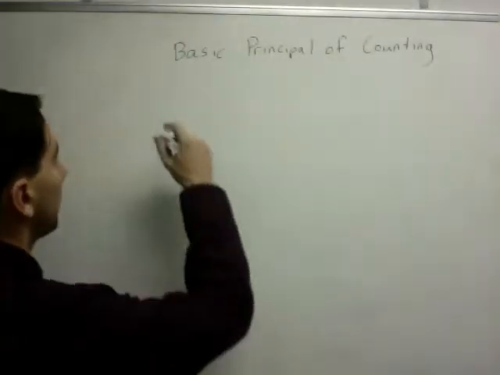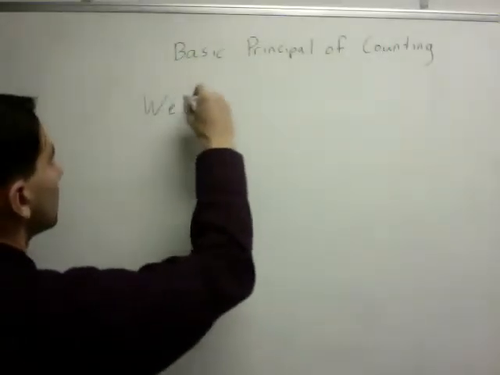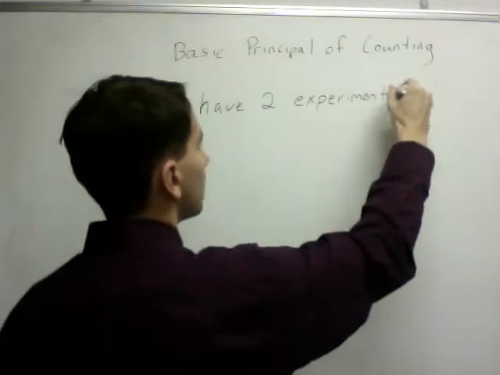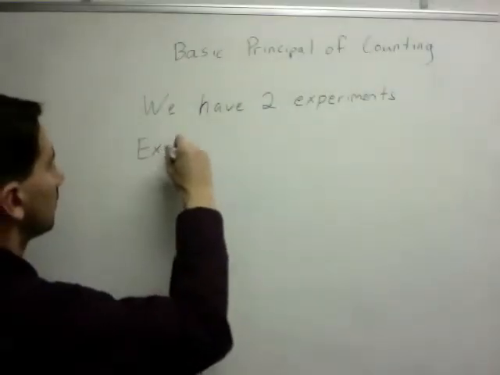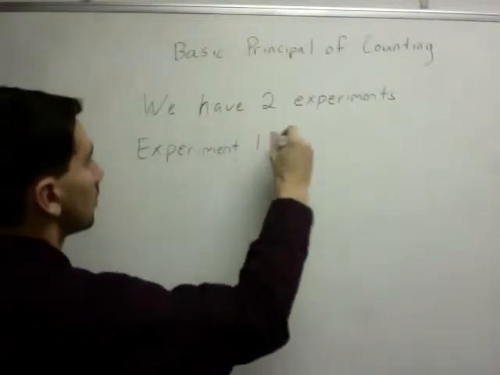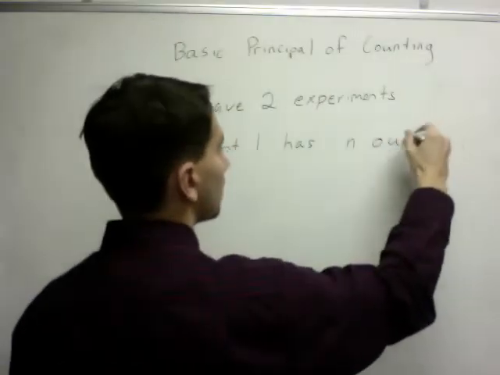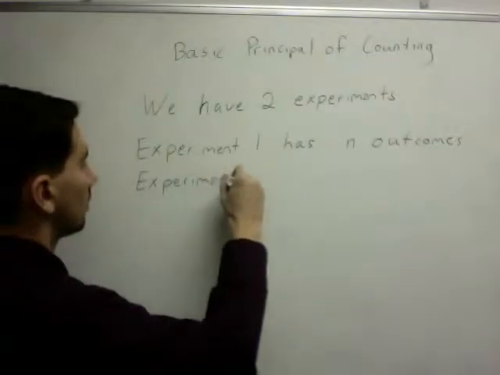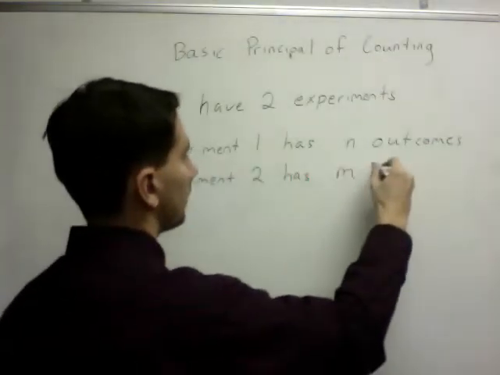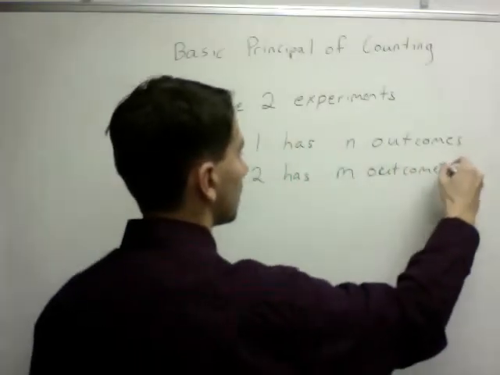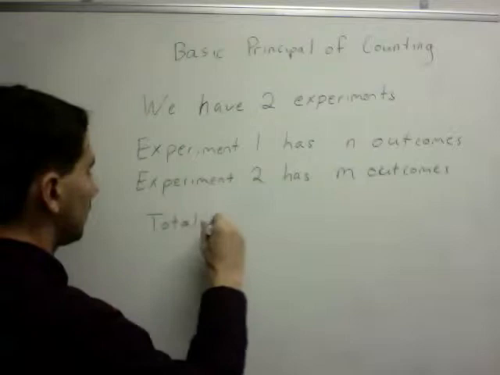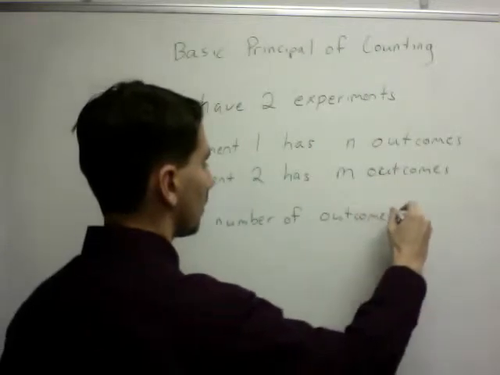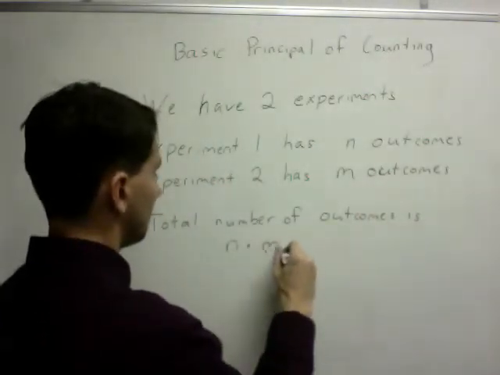What is that? It basically says if we have two experiments, experiment 1 has n outcomes, and experiment 2 has m outcomes, the total number of outcomes is n times m.